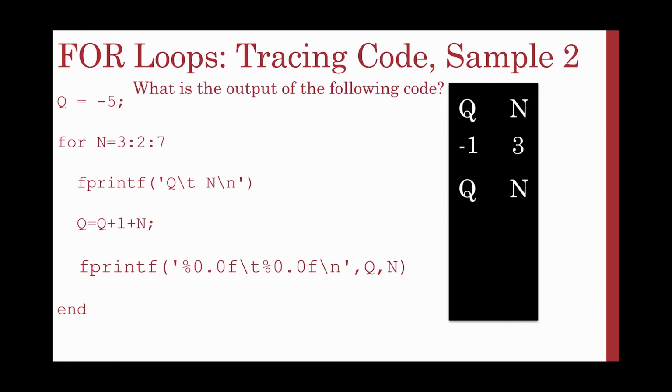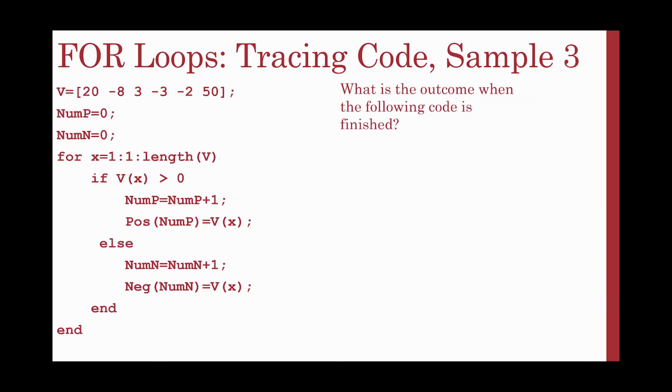We're going to add 1 plus n to q, and then print those values again. Then we're going to go back through the loop another time, print q and n again, and then print the value of q and n one last time. At this point, if we add 2 more to n, we have 9 again, and our loop will not execute any further. So we're going to look at another example of tracing a for loop.